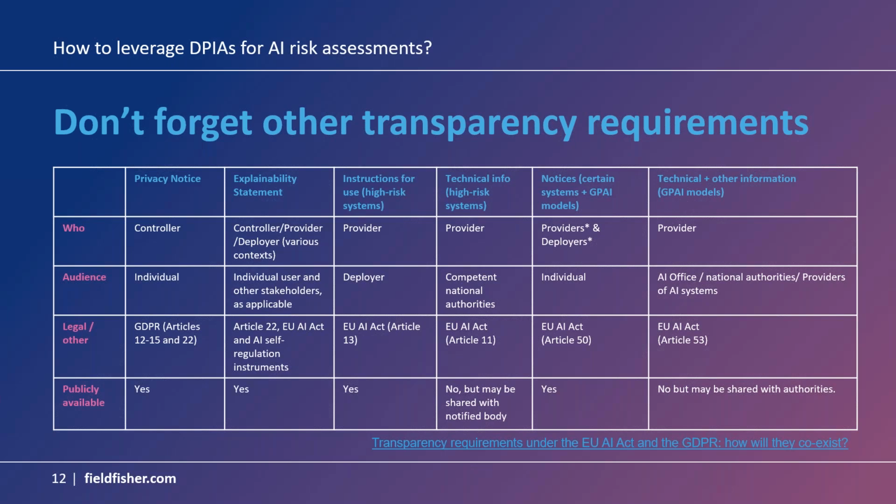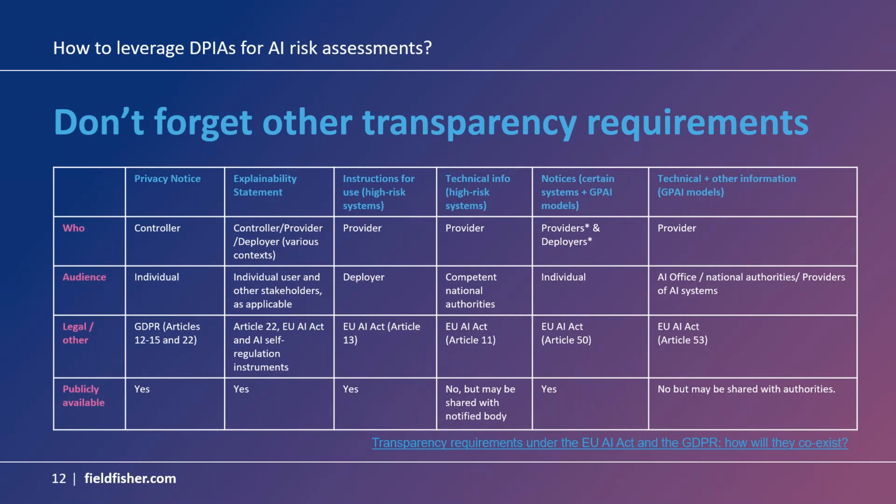Now, I'm not going to labor this slide in any huge amount of detail, but it just gives you an overview of the various touch points for transparency requirements within both the GDPR and the EU AI Act. So for example, you've got your privacy notice, the controller is responsible for that. Obviously, the relevant individuals or data subjects are the audience for that.